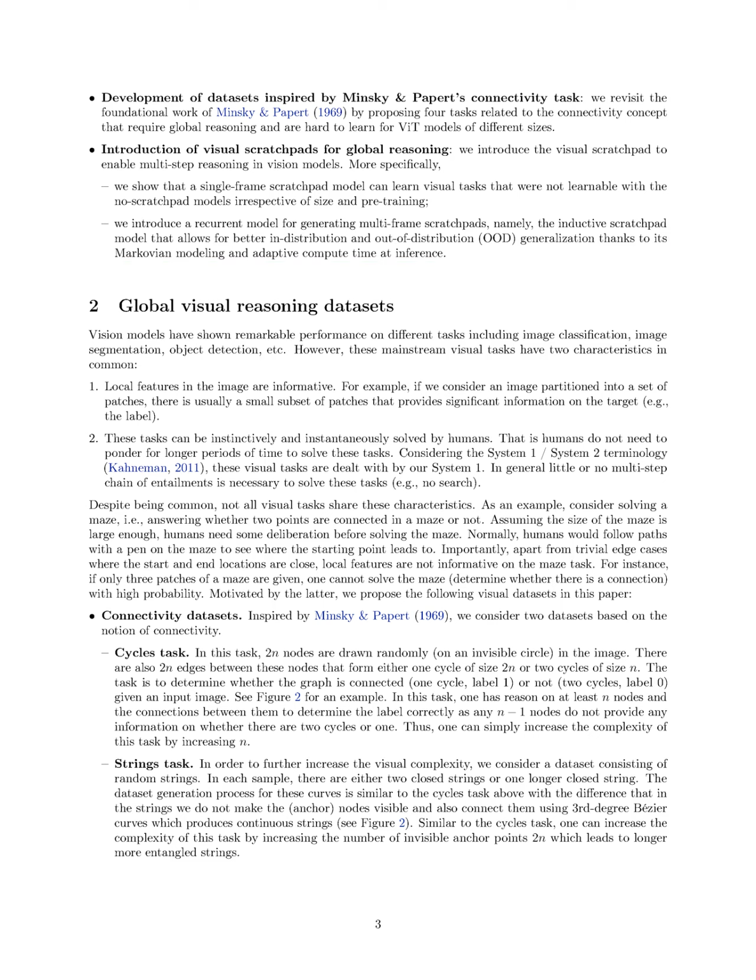Section Summary. In this section, we discuss the limitations of modern computer vision models in performing deep, global reasoning tasks, highlighting their reliance on local features and the lack of rigorous benchmarks for assessing global reasoning capabilities. We propose 4 new datasets inspired by foundational connectivity tasks and introduce the concept of visual scratchpads to enhance multi-step reasoning, demonstrating that these approaches significantly improve model performance on complex visual tasks.